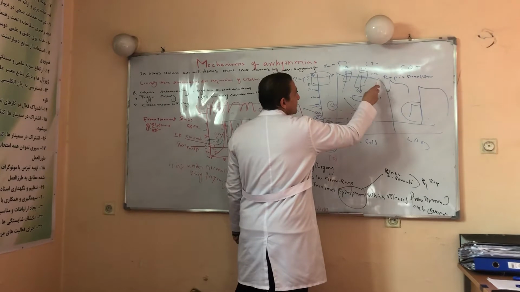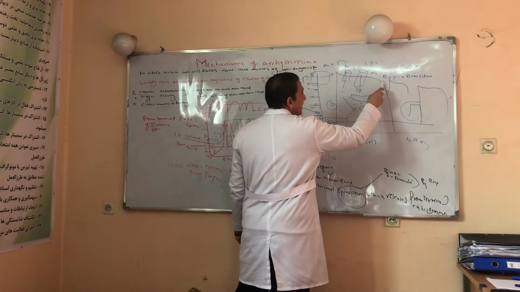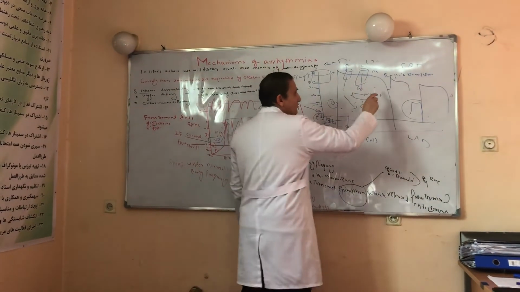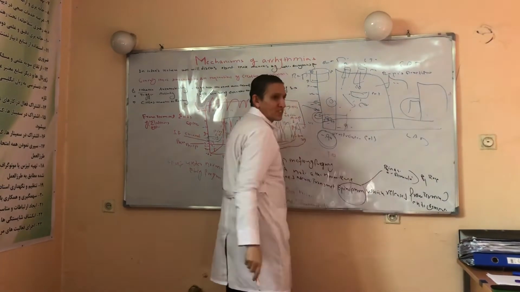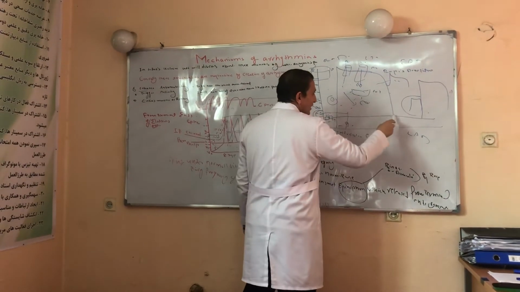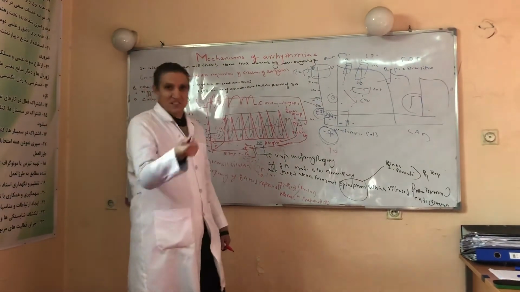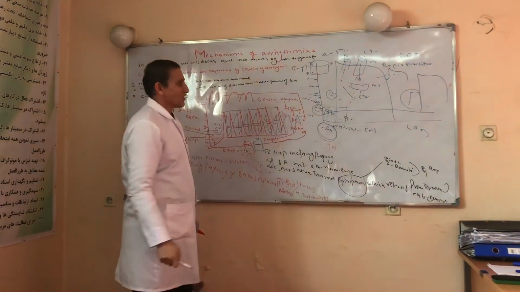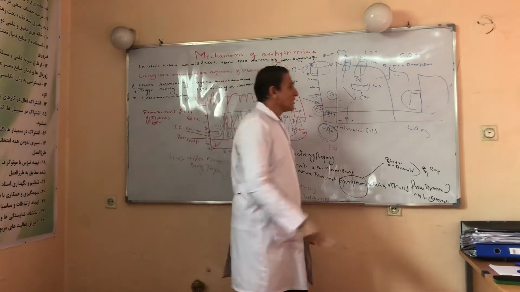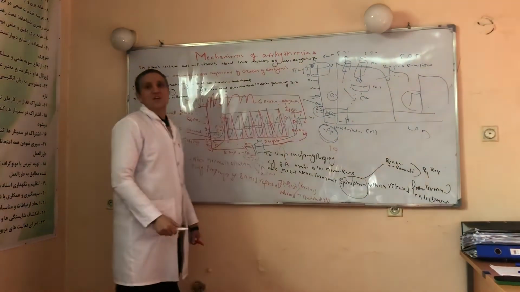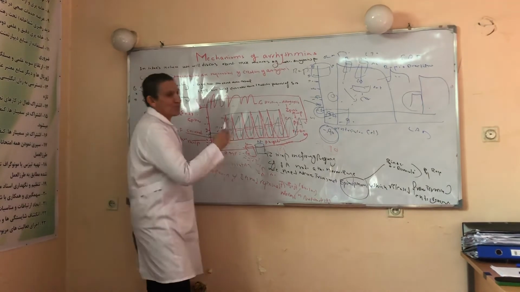After the plateau phase of the action potential, which channel is opening? The potassium channel, and more potassium goes from inside the cell to the outside, and the cell comes back to a resting membrane potential of minus 90, and prepares itself to accept a new stimulation. Now in the case of triggered activity, what will happen during the production of the normal action potential?